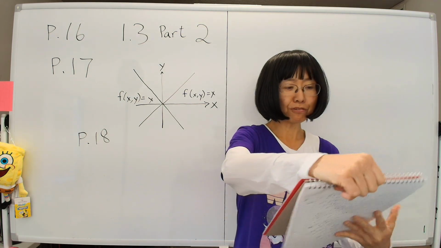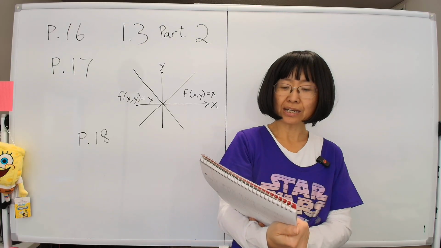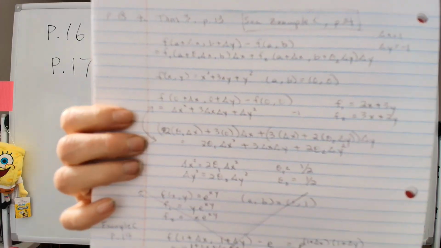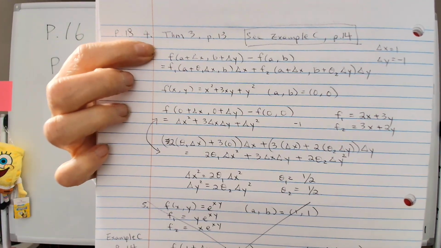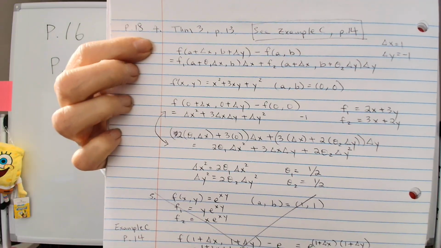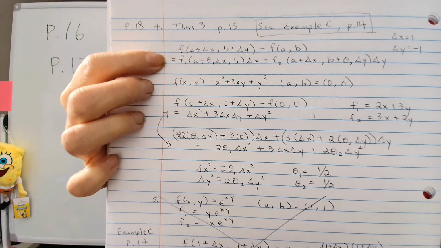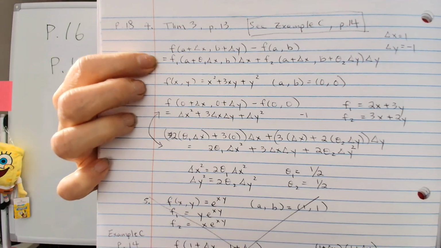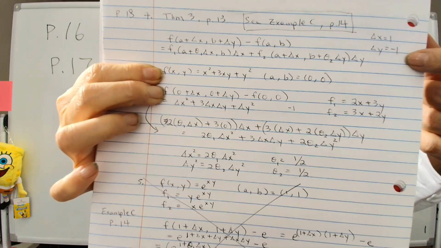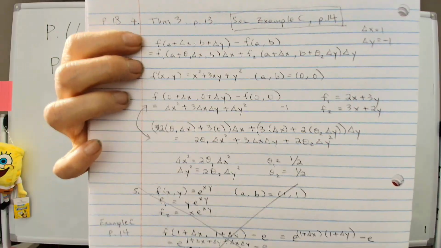And then problem 4, we are following Theorem 3 on page 13. And it's identical to example C on page 14. So please write that down: what you do is you follow example C on page 14. Okay, so we write this stuff out. What is that? The mean, law of the mean or something? Yeah. And then you notice that delta x and delta y are given, but we are not going to use them in this example because they end up being canceled out.